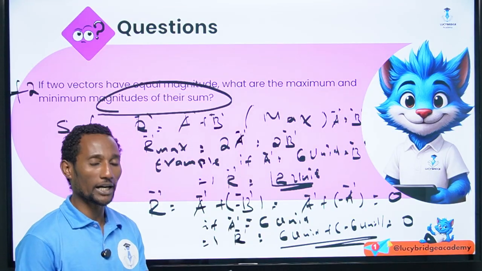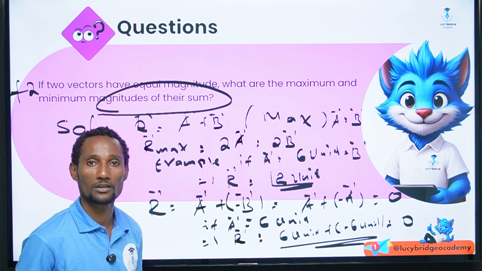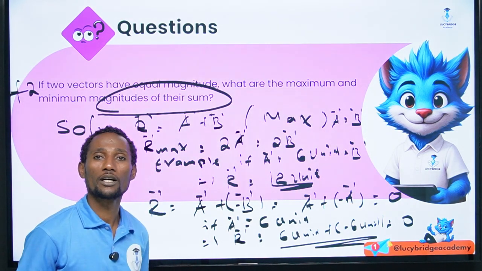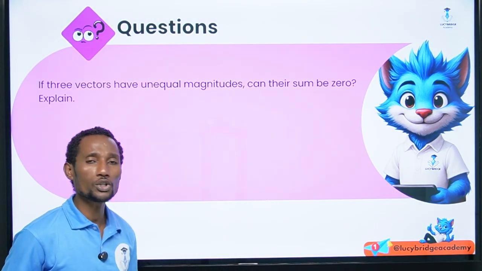So by having this, you can have a maximum and minimum value of given vectors. Again, a maximum or minimum vector. Let's continue to the other question.